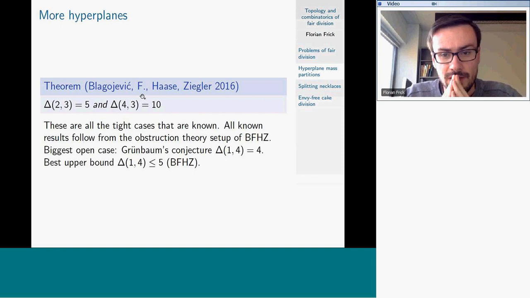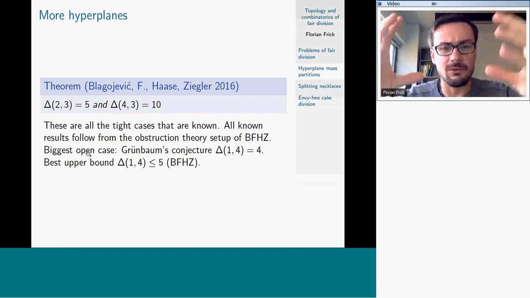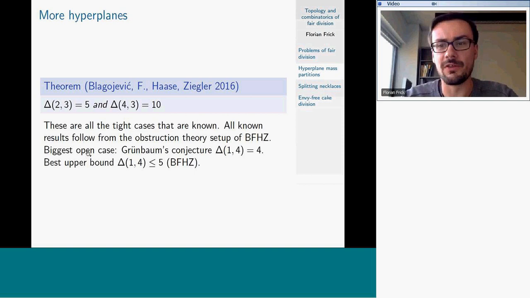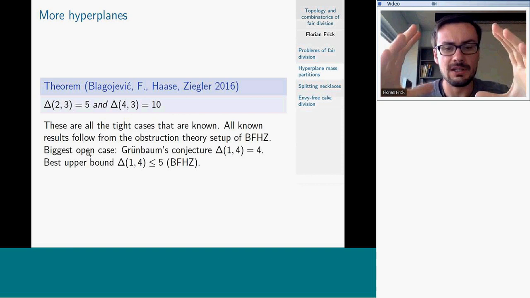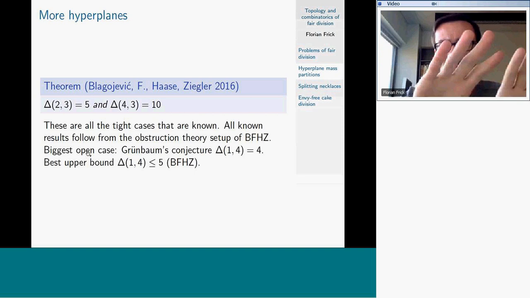And I was about to explain why, for one mass in R3, there is an equipartition into 8 equal orthants by 3 hyperplanes. So, one mass in R3: any bisecting hyperplane exists by the intermediate value theorem. Think of the two halves as two new measures; you can bisect them by two hyperplanes, put them together, and that's an equipartition by 3 hyperplanes of the mass you started out with.